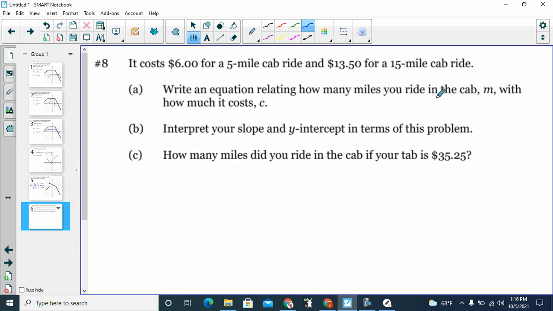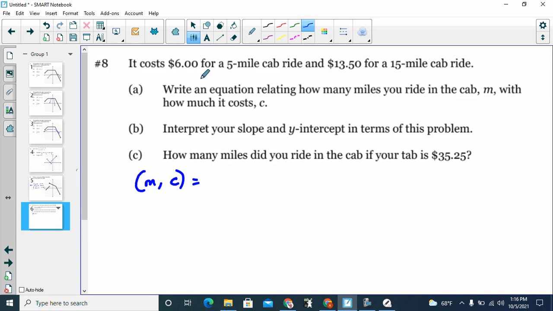Because the cost depends on the number of miles you ride, cost is our dependent variable. Miles that you ride, M, is our independent variable. Independent variable is the X. So our X value should be number of miles, our Y value should be the cost.